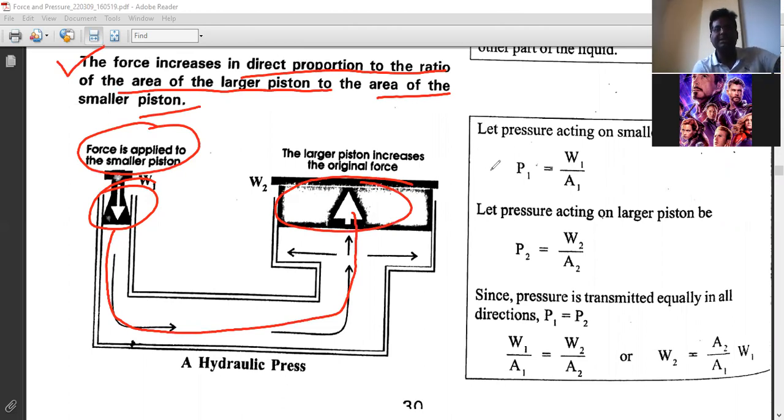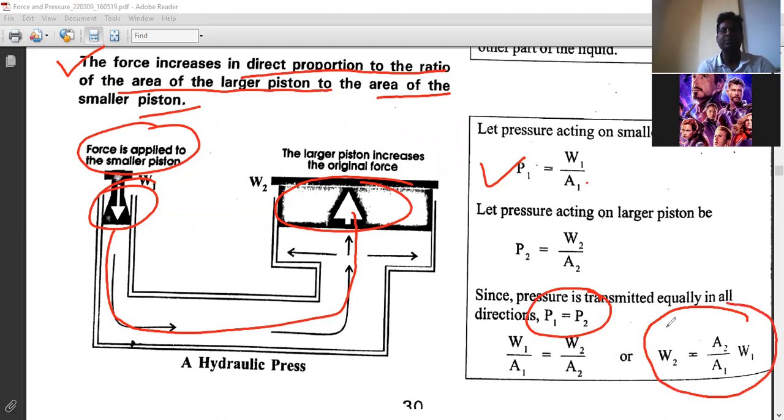So pressure, as we know, is equal to force upon area. Force is written here as weight W1. So P1 is W1 upon A1, and P2 is W2 upon A2. As we know, pressure is equal in all directions, so we can replace P1 equal to P2. So right here, W1 by A1 equals W2 by A2. In this way you can get the value of W2 by using this, right?